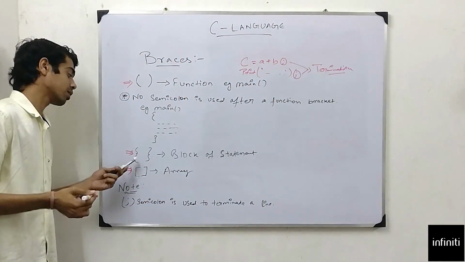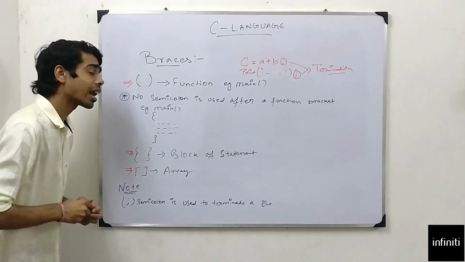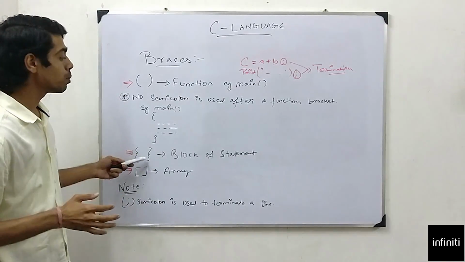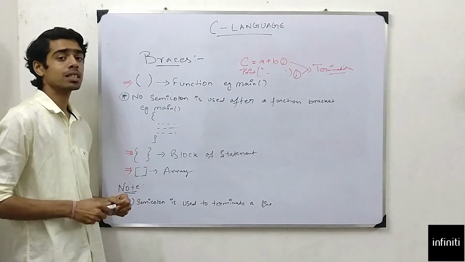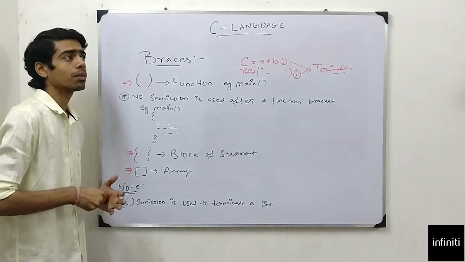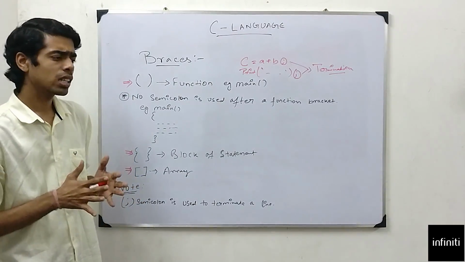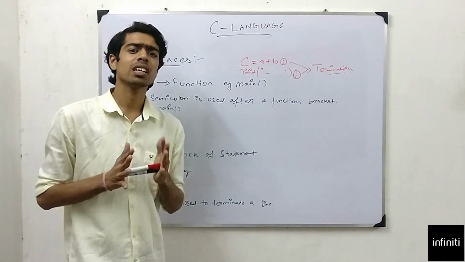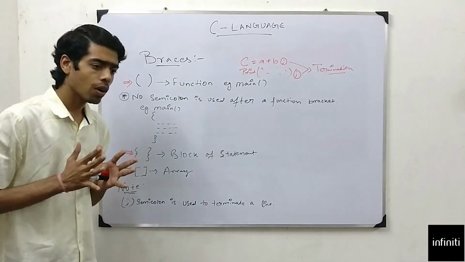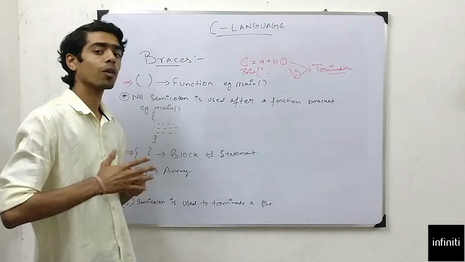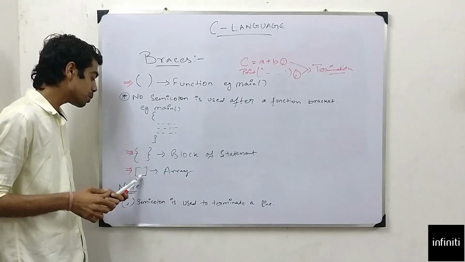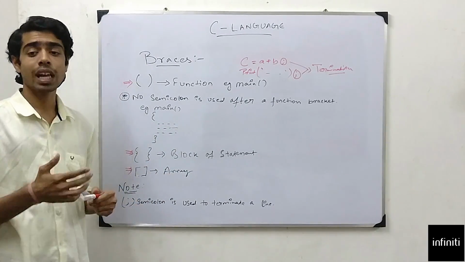Moving to the second one, block of statement braces. We will write our code inside these block of statement braces. Moving to the third one, the array braces. What does array mean? An array is typically a group of same data type elements, like a group of integer type, or a group of float type, or a group of character type. And these braces are used to define the size of the array.